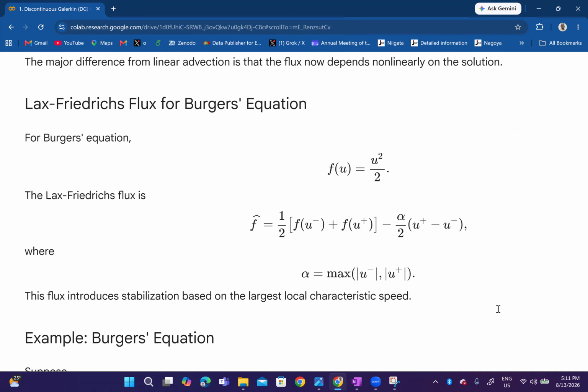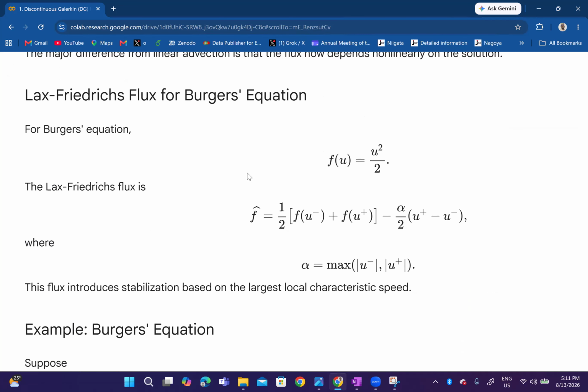Then we have the Lax-Friedrichs flux for Burgers' equation. For Burgers' equation, f of u is u squared over 2. So the Lax-Friedrichs flux is f hat, which is half of f of u minus plus f of u plus, minus alpha over 2 times u plus minus u minus. We saw this kind of thing before, where alpha is the maximum value of the absolute values of u minus and u plus. So this flux introduces stabilization based on the largest local characteristic speed.